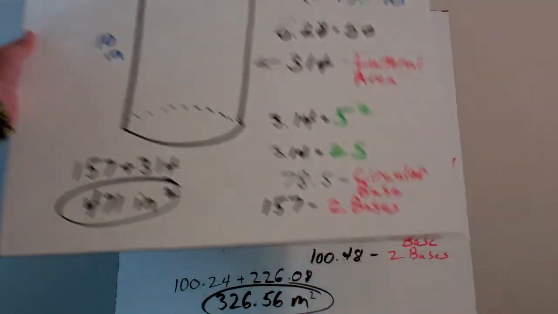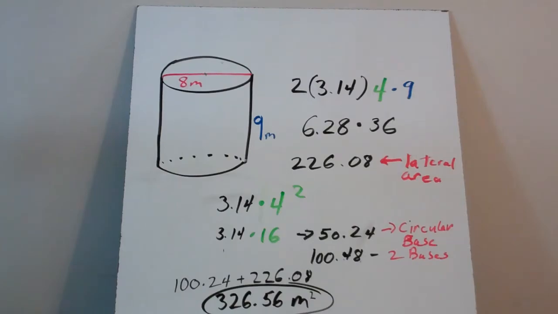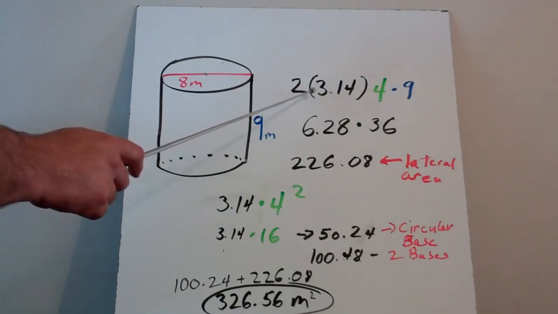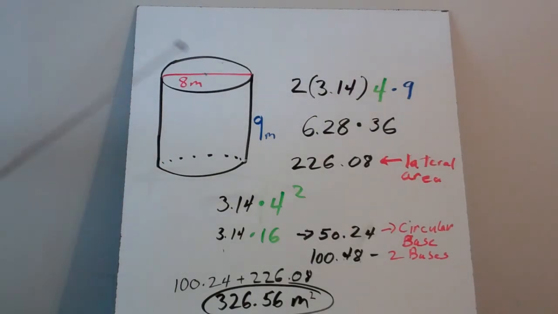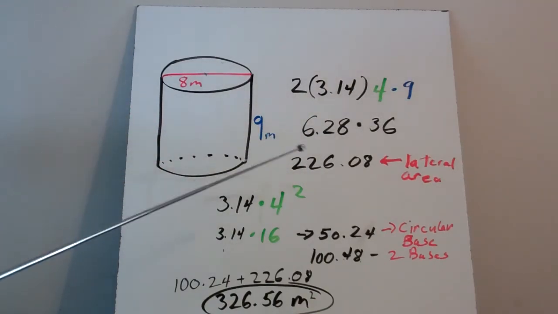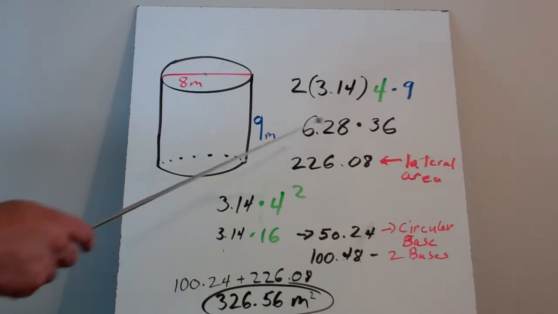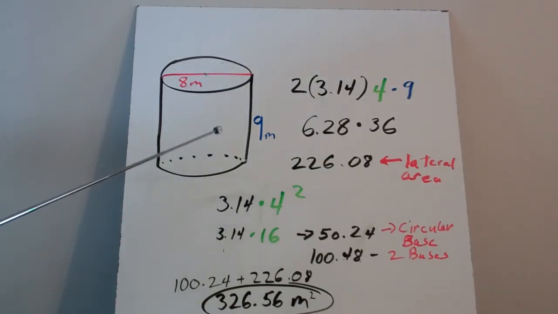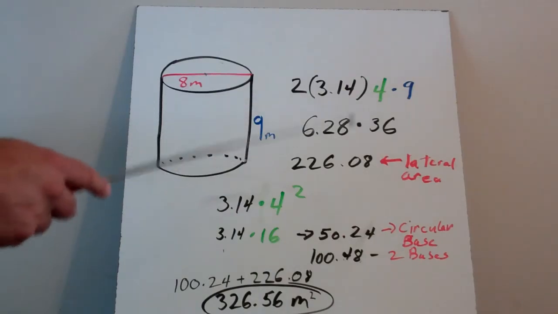Alright, one more example. In this case, I've got a diameter of 8 and a height of 9 meters. So finding the lateral face first. 2 times 3.14, so 2 times pi. So I only need the radius, so half of 8 in this case is going to be 4 times the height, which is 9. 2 times 3.14 is 6.28. 4 times 9 is 36. Multiply 36 and 6.28 together, we get 226.08, and that again is for the lateral face, the label.